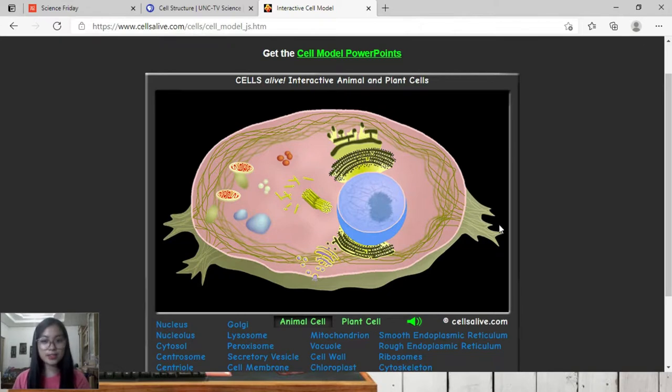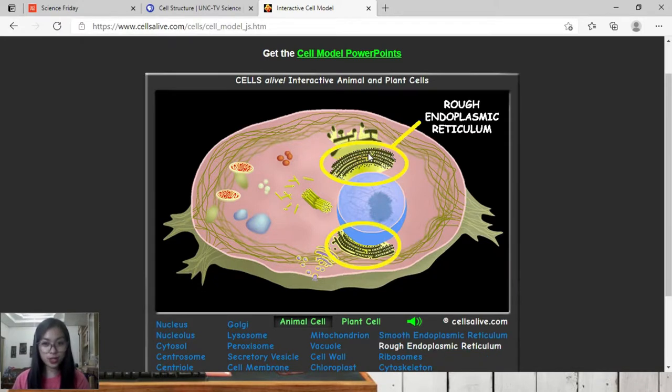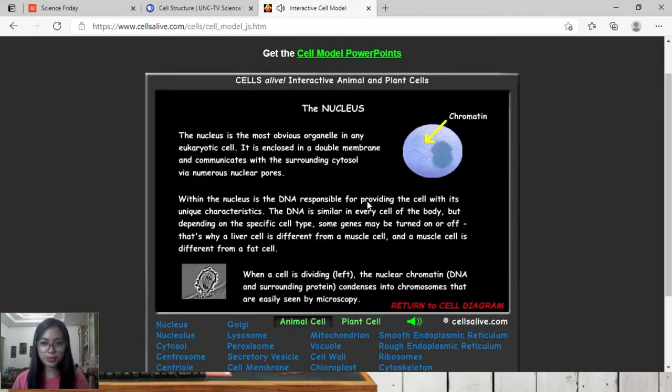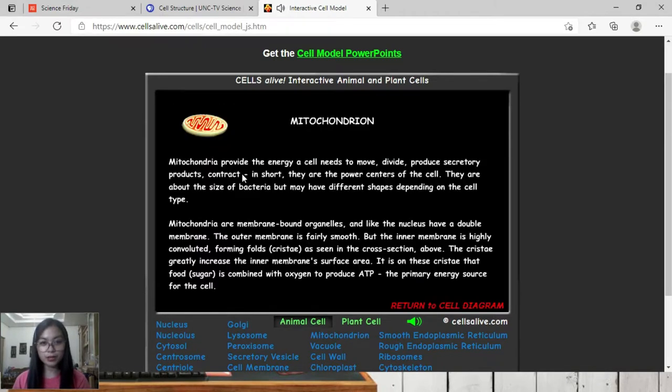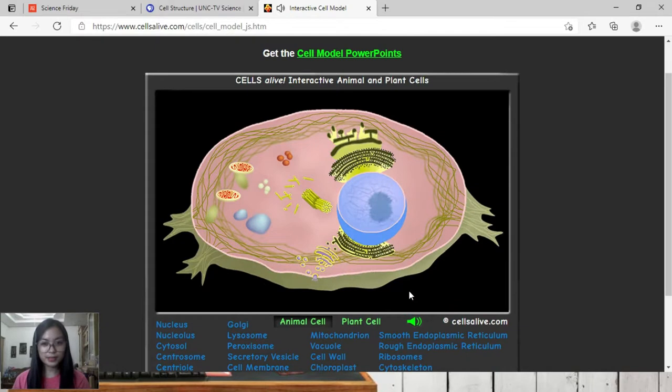So as you can see, it will really arouse the interest of the students, since if you try to point to certain regions, it would really give the name of that certain part of the cell. So if we click this, we have the nucleus. So it also gives the function of nucleus. Then let's have this rough endoplasmic reticulum. Then it gives the function of the rough endoplasmic reticulum. We have the mitochondrion. Okay, so it's very easy to use, very user friendly, and of course, again, this website is free.